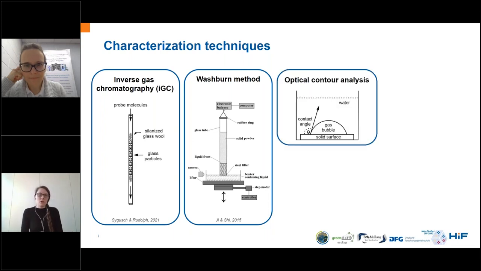We use the optical contour analysis method, where in our case, there are different methods or conditions how you can analyze this. But in our case, we had a tiny glass vial where we had water inside. We put our particles, attached them to the ground. We could put a gas bubble on top, and we measured the contact angle.